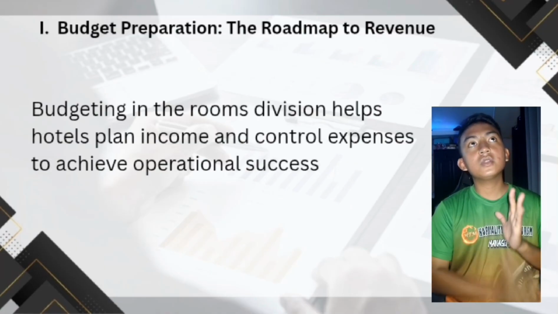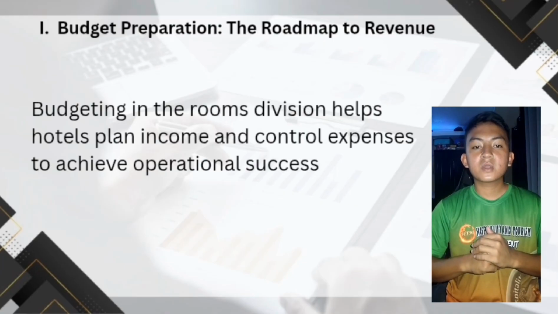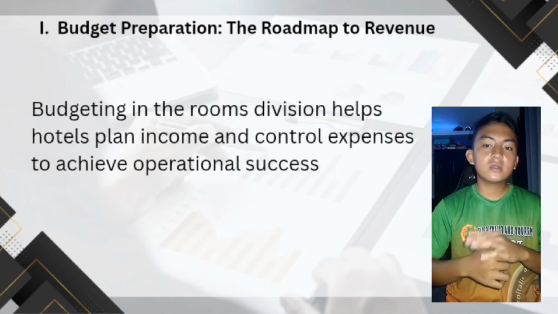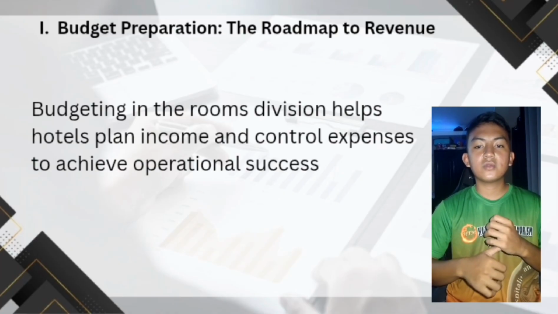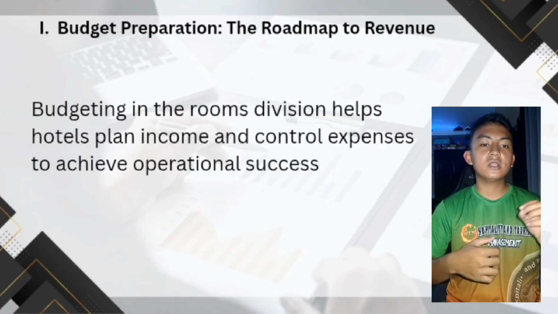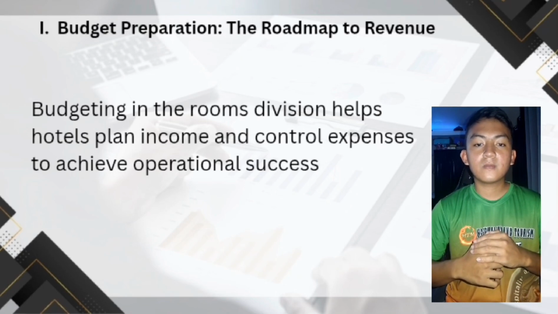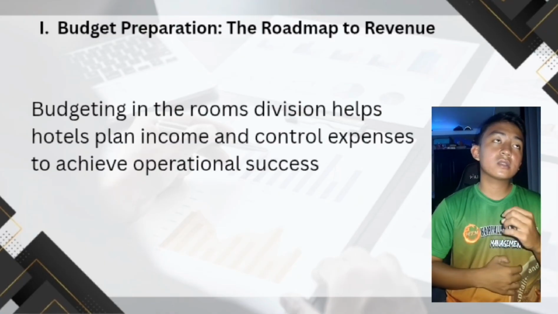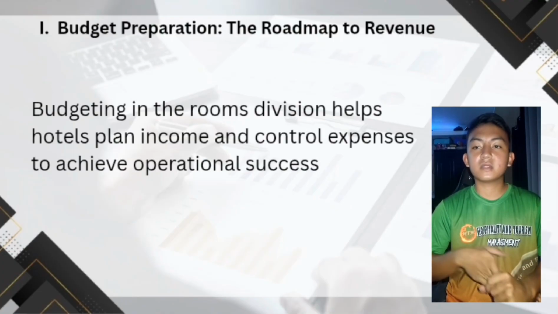For example, J Park prepares a yearly budget for its rooms division. The management estimates how much revenue they can earn from room bookings and plans how much they will spend on staff salaries, housekeeping, and maintenance. By doing this, the hotel can make sure it has enough resources to serve guests while still making a profit.